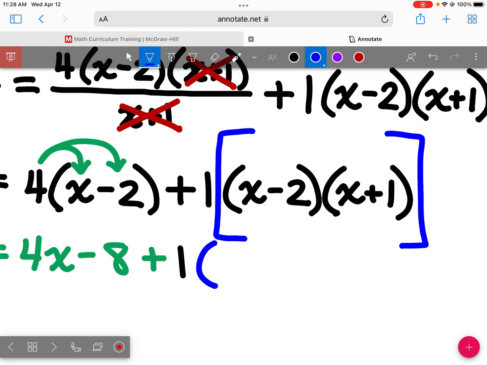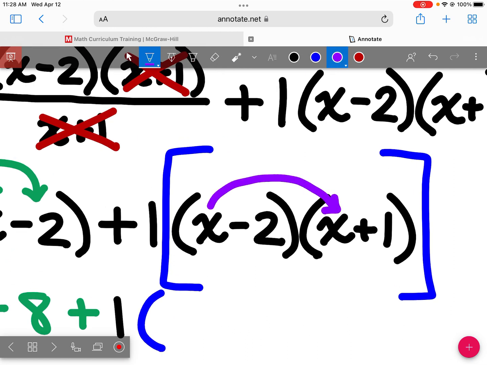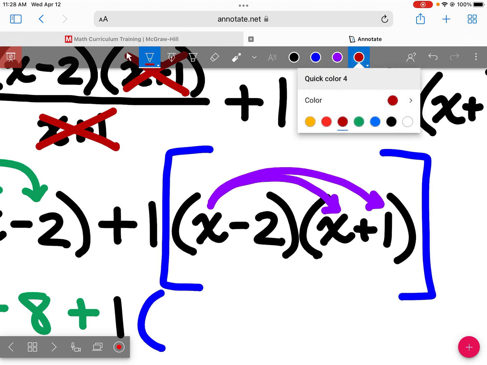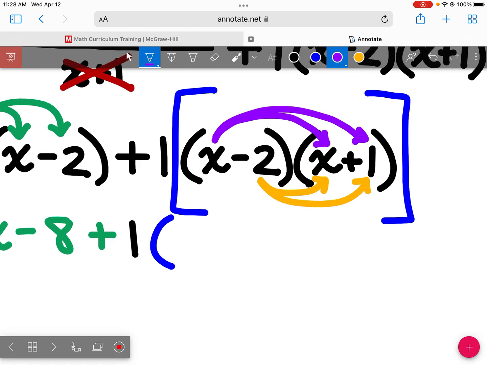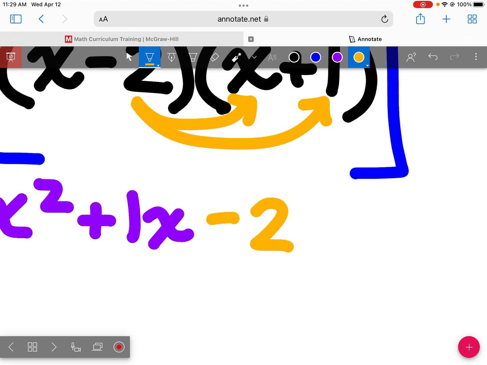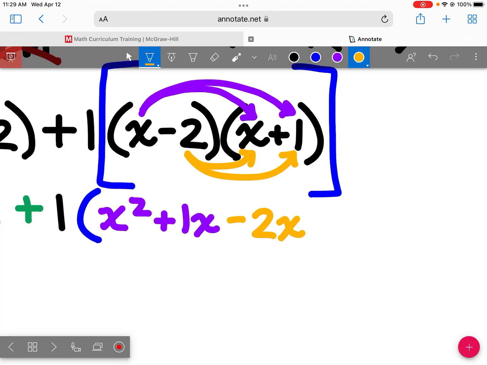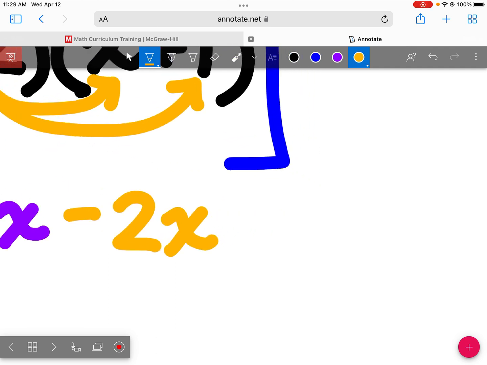How many terms does this have that I need to distribute? 2, so I'm going to need to double distribute. I have to distribute the x to both pieces, and I have to distribute the negative 2 to both pieces. When I distribute the x to both pieces, what is x times x? X squared. What is x times 1? Just x, or just 1x. What about negative 2 when I distribute that? Negative 2 times x? Negative 2x, or minus 2x. Negative 2 times 1? Negative 2, or minus 2.